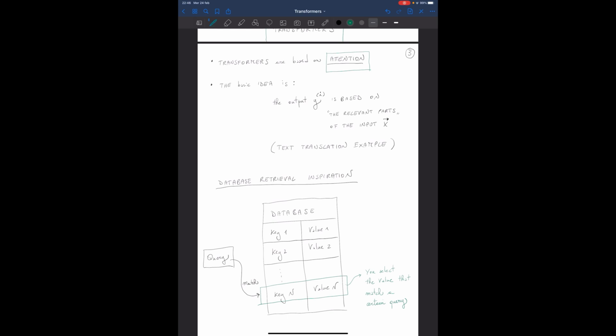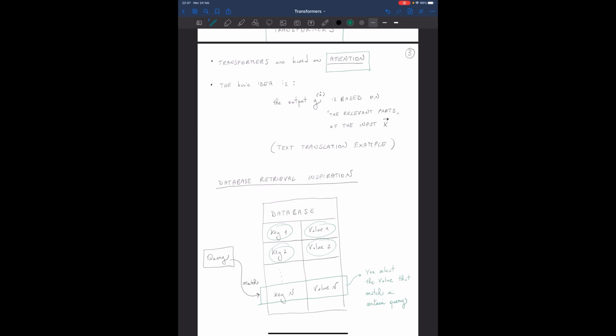That's the main idea. So we want to describe what attention is, and that's what I'm about to do now. The idea is based on database retrieval. So let's imagine that we have a database. We have a certain number of rows where we have our keys, for example, key 1, value 1, key 2, value 2, and so on and so forth, key n, value n.